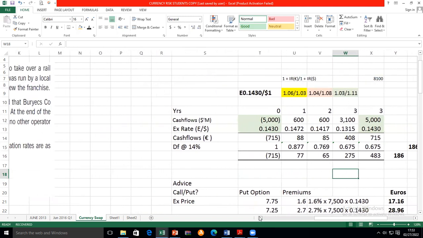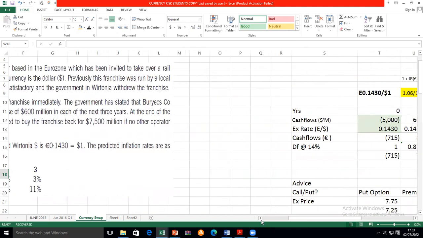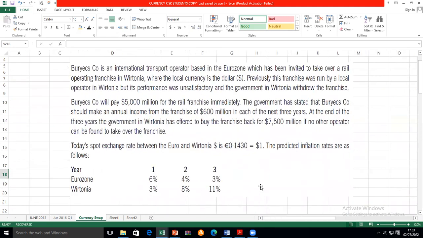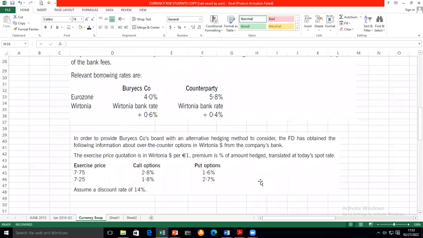Now let's come to the next item. The next item is an option. In order to provide the board with an alternative hedging method to consider, the FD has obtained the following information about over-the-counter options from the company's bank. The exercise price quotation is in... Now we need to get that. We need to pick a few things. Let's pick the things that you need.